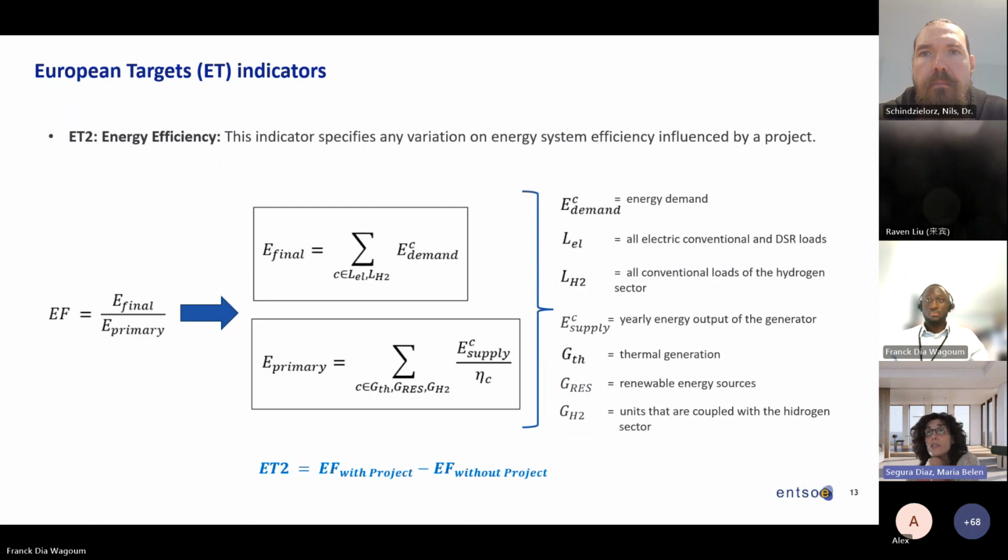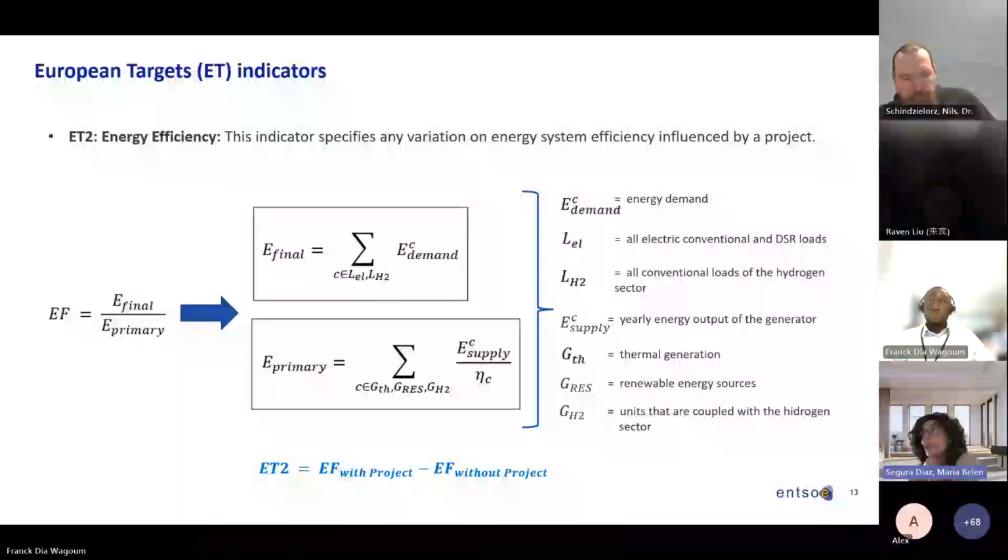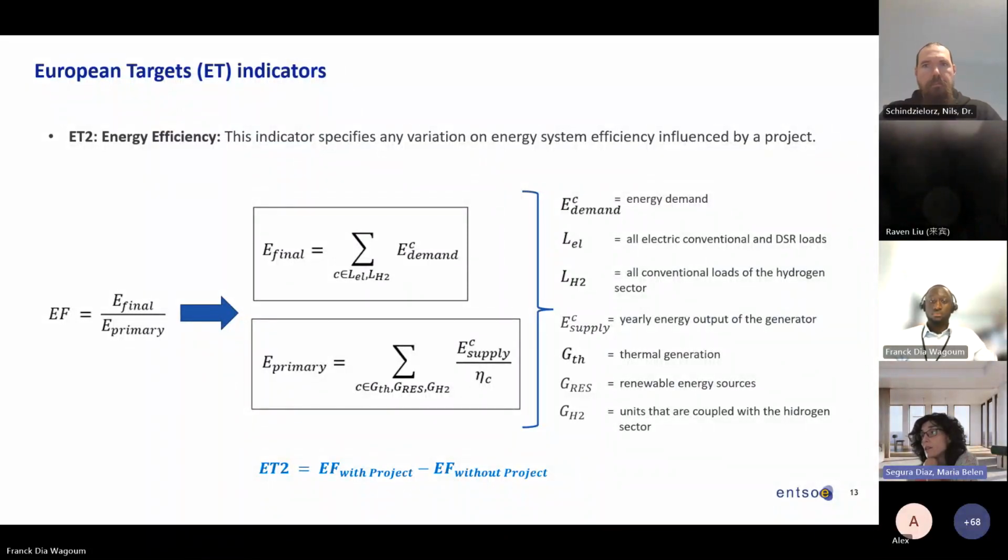So the second European target indicator is related to energy efficiency. This indicator specifies the variation in energy system efficiency influenced by a project. The proposal is to compute the final energy consumption divided by the primary energy consumption. The final energy consumption means the sum of the energy demand of all electric conventional and DSR loads and all the conventional loads of the hydrogen sector.